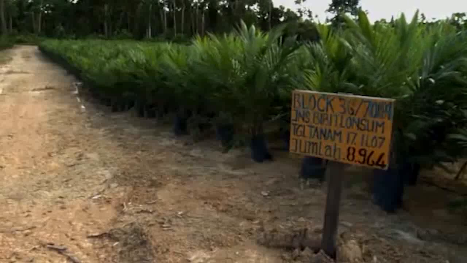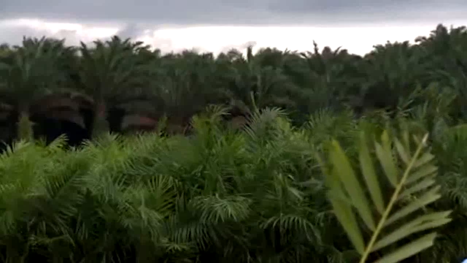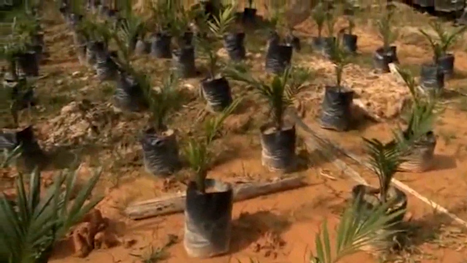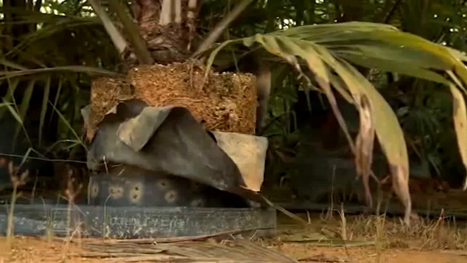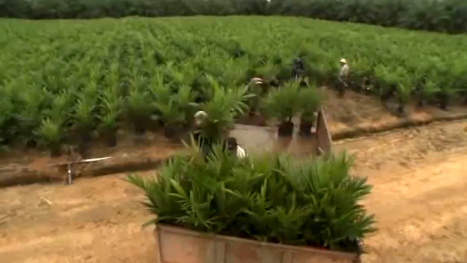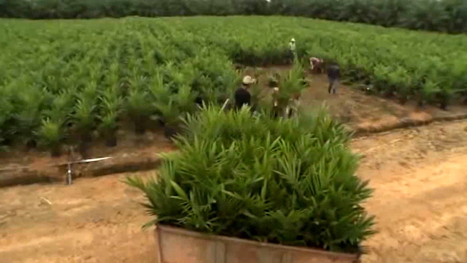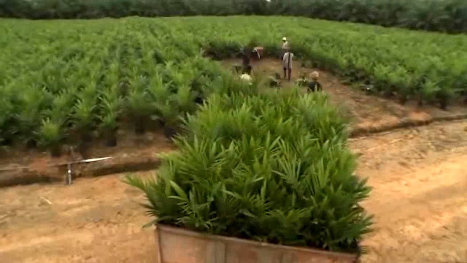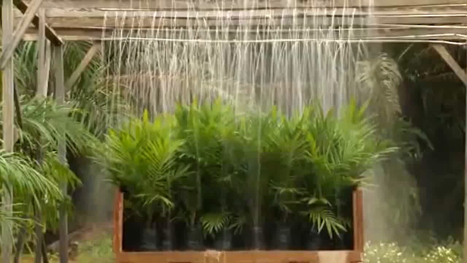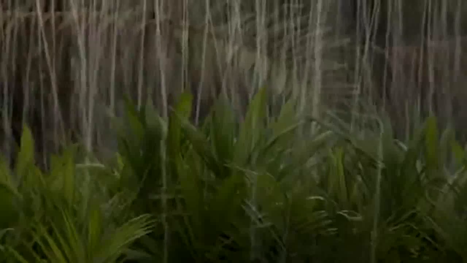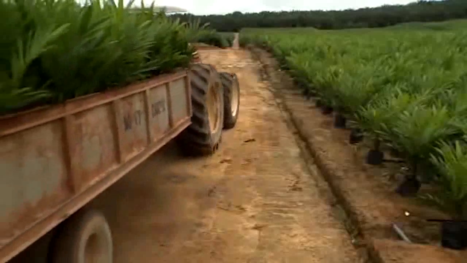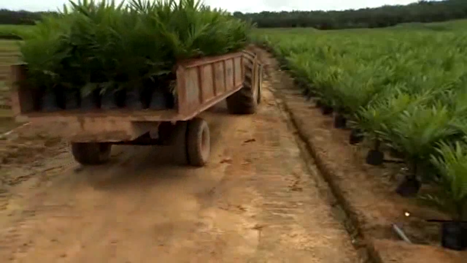Between 3 to 4 months after seedlings have been transplanted into the main nursery, a first culling is performed, and badly developed palms that are too small or abnormal in growth are painted blue. Between 8 and 10 months, remaining seedlings are ready for dispatch to the field. To prevent planting shock and floral abortion, seedlings must be thoroughly watered before transplanting to the field. During truck loading, transport and unloading, seedlings must be handled with great care.